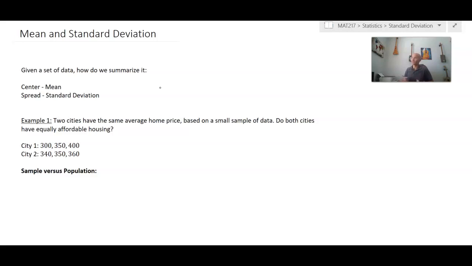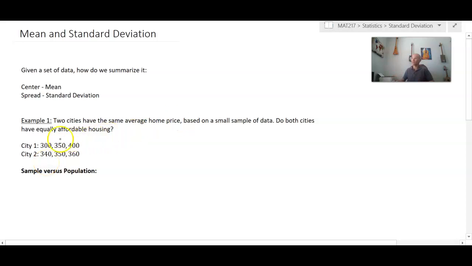So as an example, to see why this is important to have spread in addition to center, we have two cities here and they have the same average home price based on a small sample of data. Now it's a very small sample of data. I made these up, just for illustrative purposes. Do both cities have equally affordable housing? Well, first of all, I see that the average, 300 plus 350 plus 400 divided by 3, is going to come out to 350. Similarly, 340 plus 350 plus 360 divided by 3 comes out to 350.